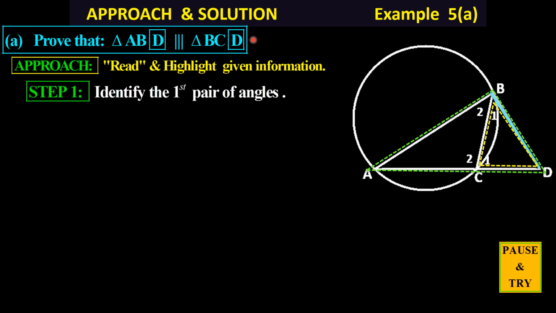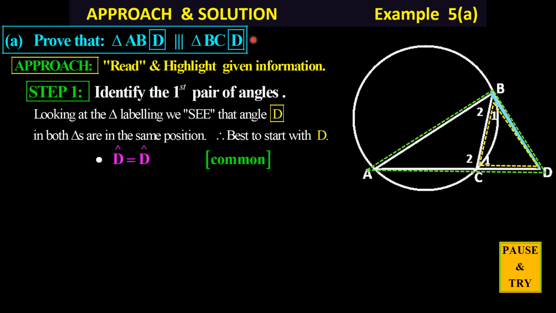So our first pair of angles is angle D. And we know it's the same D, so angle D is common. So there's our angle D. Angle D belongs to both. You can see that it belongs to both.